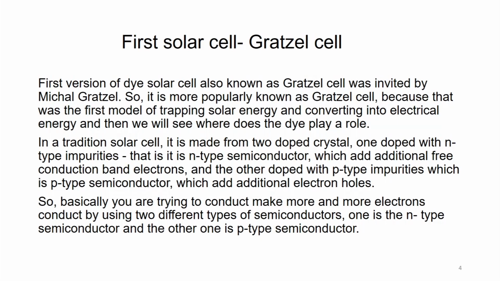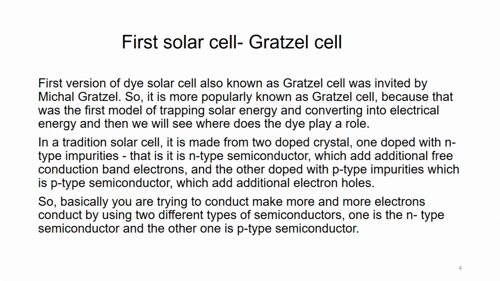First solar cell or Gratzel cell. The first version of dye solar cell, known as Gratzel cell, was invented by Michael Gratzel. So, it is more popularly known as Gratzel cell because that was the first model of trapping solar energy and converting into electrical energy. And then we will see where the dye plays a role.